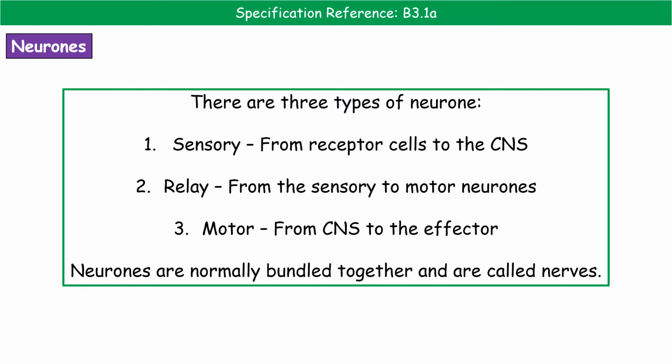When we talk about neurons, we need to know that there are three types: sensory, relay, and motor neurons. The sensory neurons connect our receptor cells to the central nervous system. The relay neurons go from the sensory neurons to the motor neurons. And finally, the motor neurons go from the central nervous system to the effector. Remember that sequence: sensory, relay, motor, because it will help you a lot when we talk about the different responses in our nervous system.